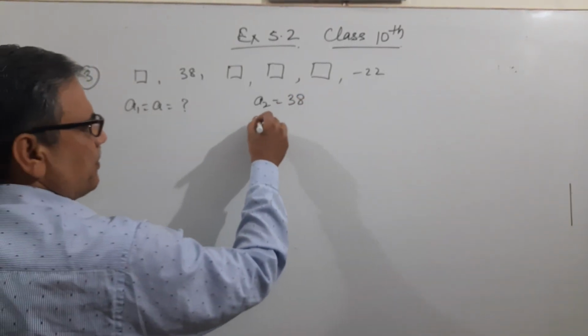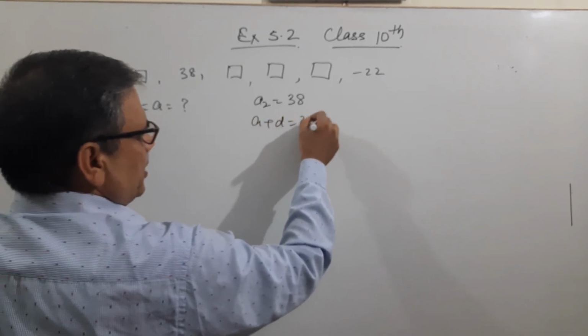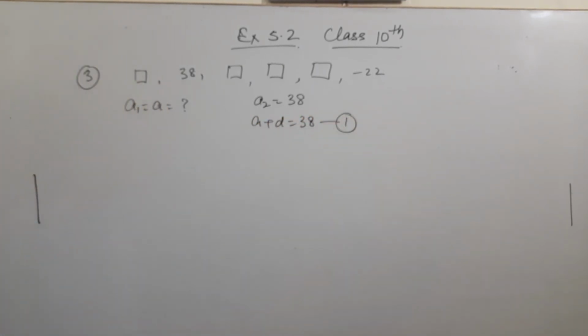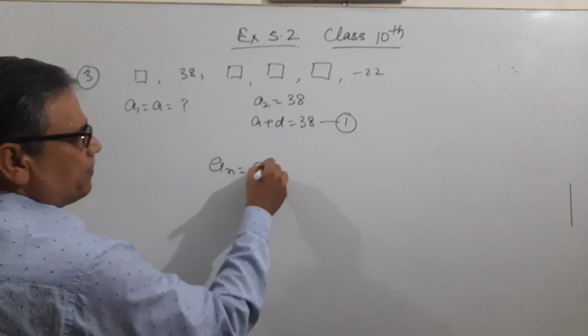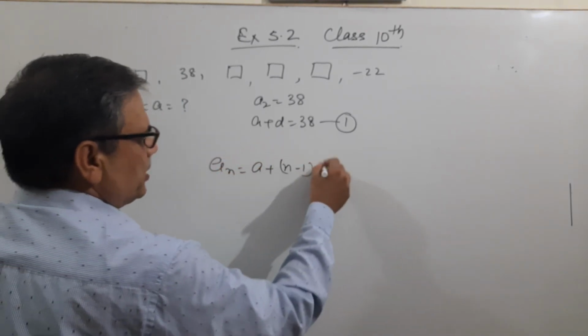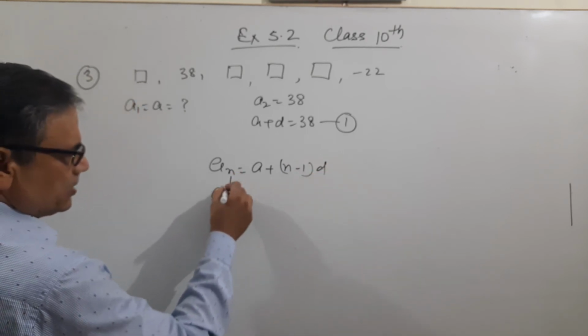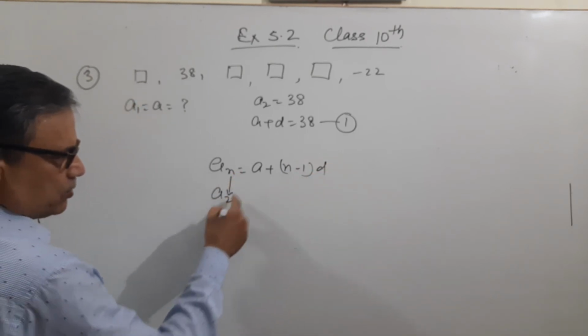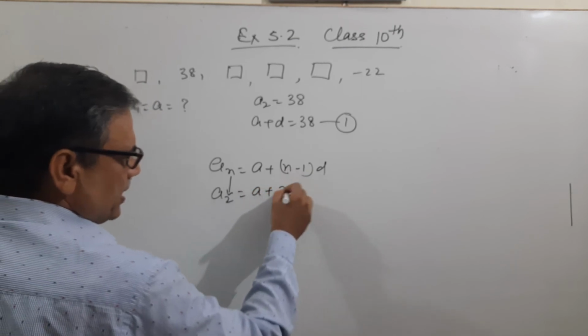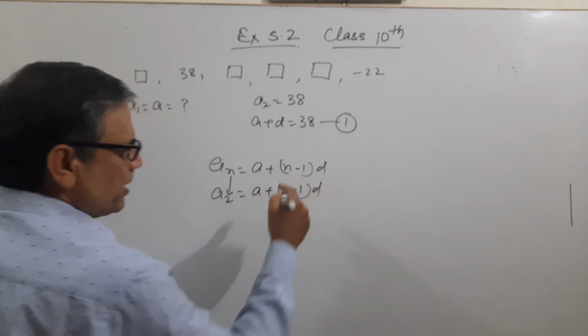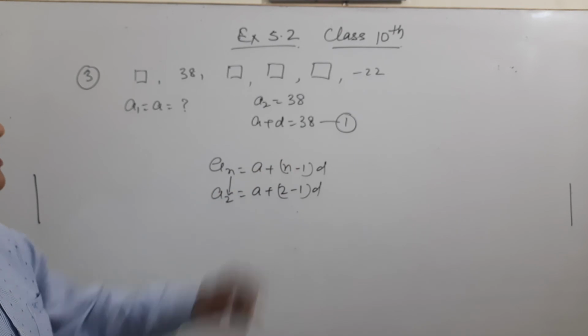A2 means A plus D is equal to 38. This is equation number first. How? A2 means A plus N minus 1 into D. N is 2, so that will be A plus 2 minus 1 into D. 2 minus 1 is 1, so that is A plus D.